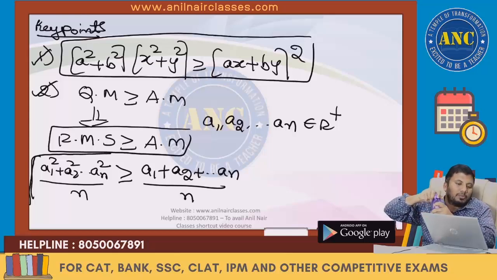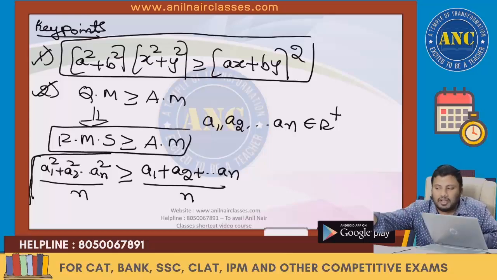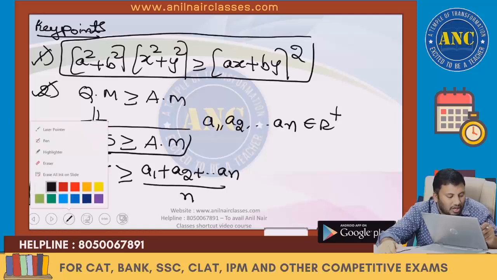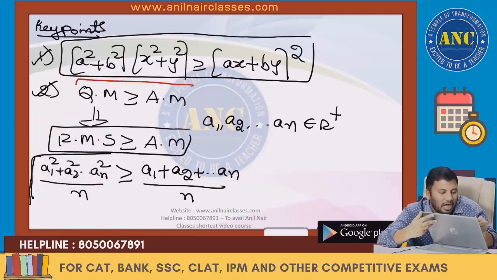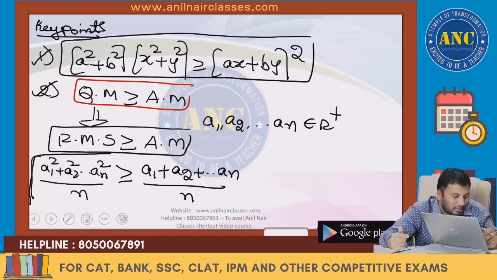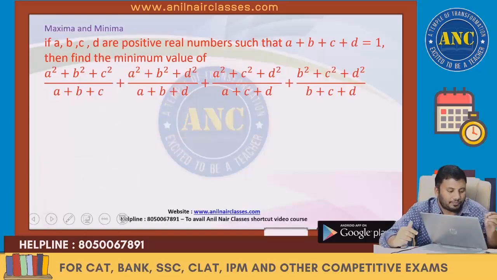(a square plus b square) into (x square plus y square) is greater than or equivalent to (ax plus by) whole square. Quartile mean is always greater than or equivalent to arithmetic mean. These two concepts we will discuss with examples. First one, please read the question. There are two methods which we will discuss.